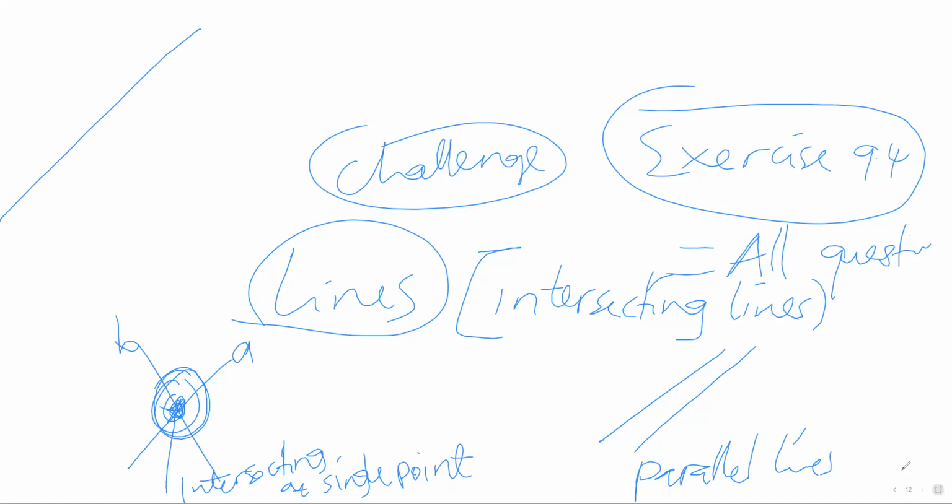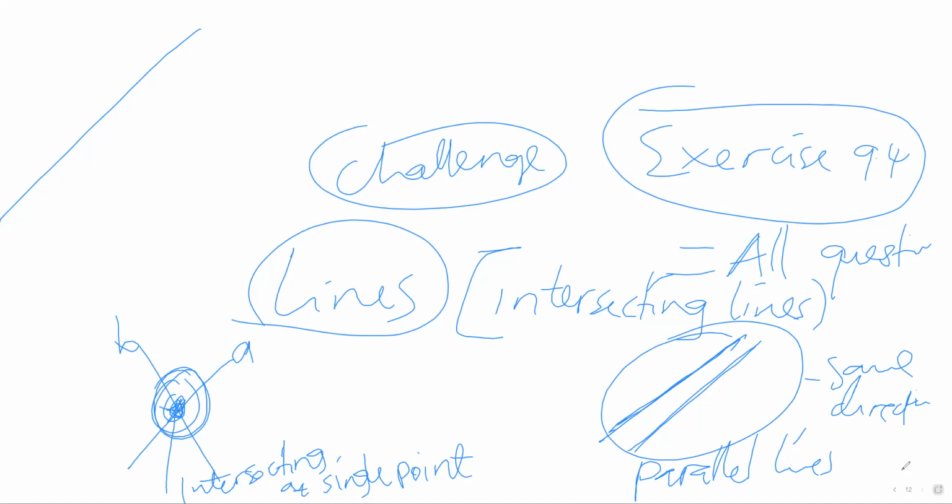These lines are parallel. Parallel lines have the same direction, but no common point. You can see that there's no common point. This one is on top, this one is down there. They are parallel, but they have the same direction. Okay, so those are parallel lines.